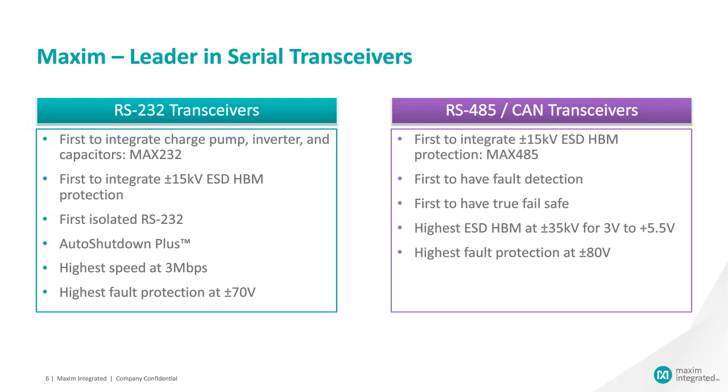On the 485 and CAN side, we were the first to integrate high ESD. We did take that to the next level where we have a rating of plus or minus 35 kV for a device that has a very wide supply range from 3 to 5.5 volts. First and also the highest half-duplex fault protection at plus or minus 80 volts. We also had a true fail-safe, a feature that comes in handy for a lot of applications where your output is either shorted or open, and therefore you want your receiver output on your 485 to be in a known state, which is a high state.